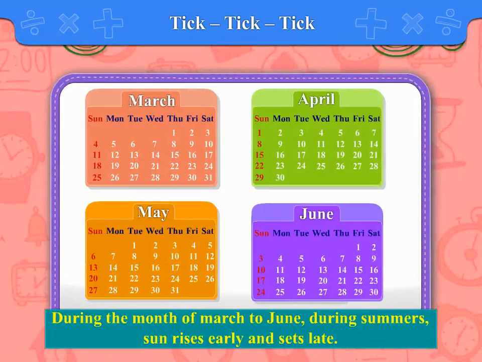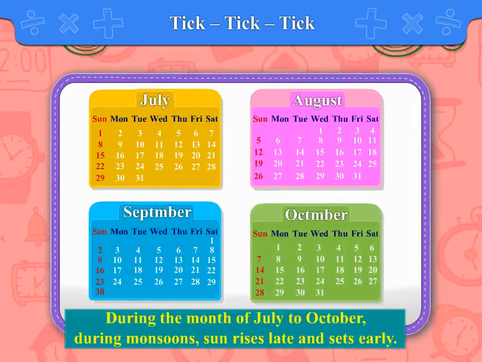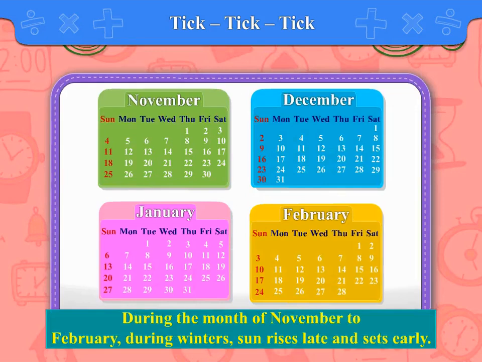For example, during the months of March to June, during summer, the sun rises early and sets late. During the months of July to October, during monsoons, the sun rises late and sets early. During the months of November to February, during winters, the sun rises late and sets early.